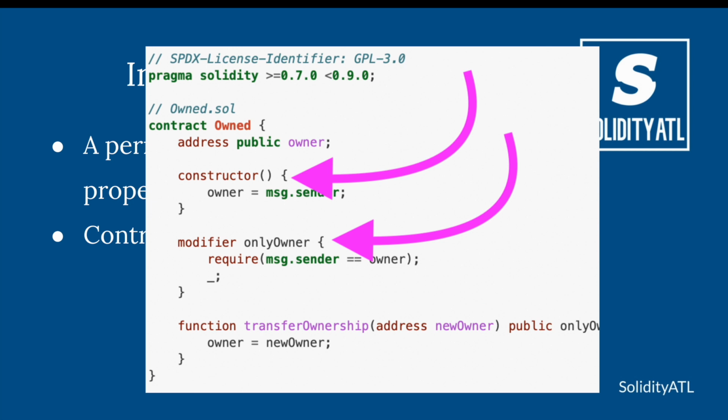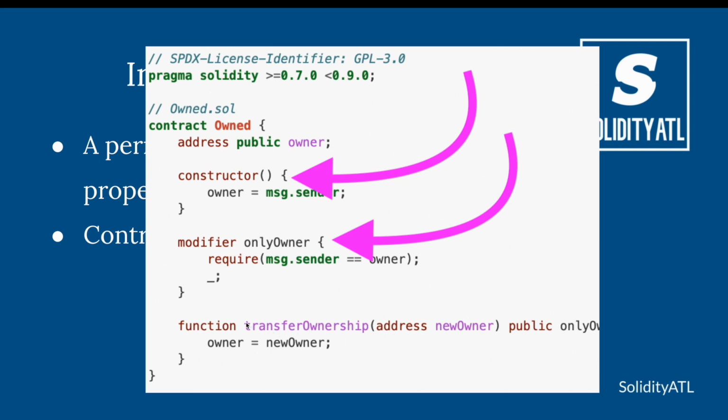We have a contract owned. It has a variable for an owner. It has an owner being set to the message.sender in the constructor. So this essentially means whoever deploys this contract will become the owner of this contract. And then we have the modifier that says we want to check if the owner is equal to the message.sender. So the owner, which is basically the person who deployed this contract, is equal to whoever is sending the message or whoever is calling the function.